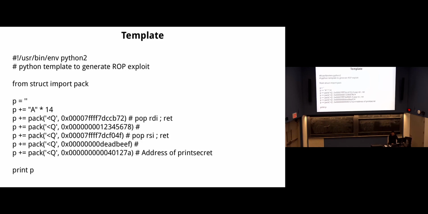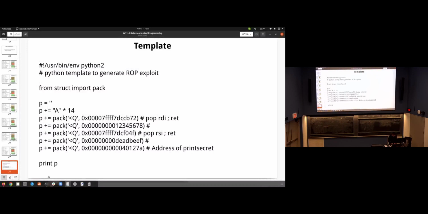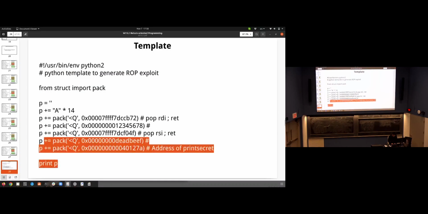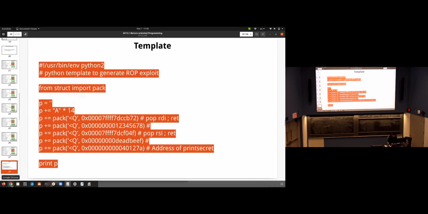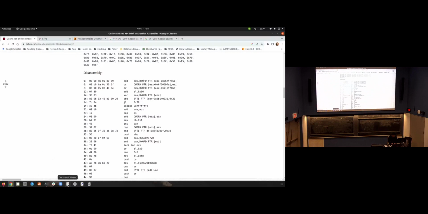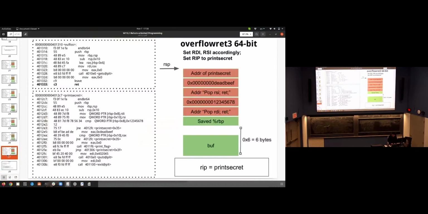After that, we just pack this value. So what does this mean? This means this is little endian. The Q means this is 8 bytes. Then I suggest you put the instruction here so you can understand what you're doing. So here we are actually looking for those instructions: pop RDI return, pop RSI return. Then we just print out. That will be our exploit. So let's try this. Just copy this. Go back to our server. This one would be overflow return 3.